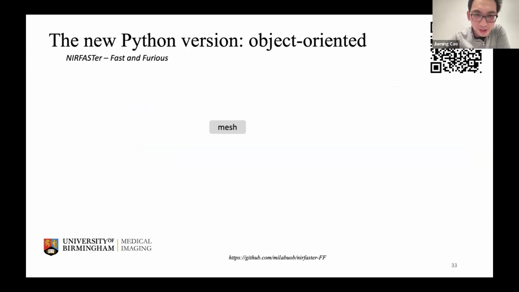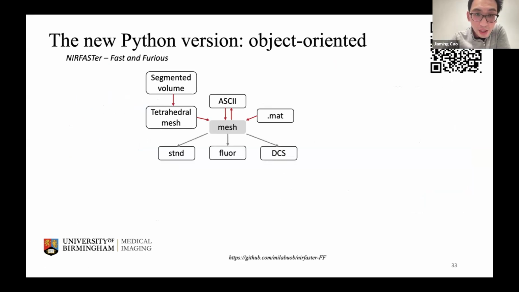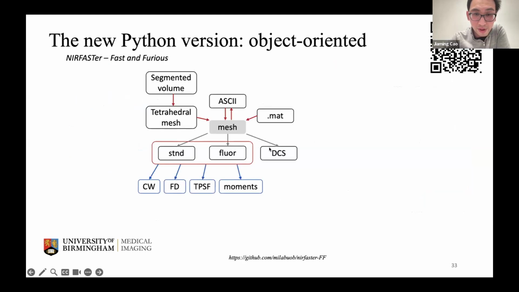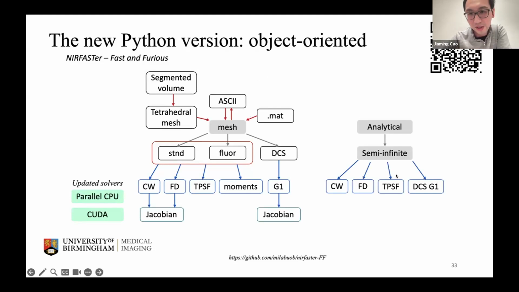So the main object would be a mesh that can be loaded through different sources, where the ASCII is really the classical NIRFAST format that we use now in the MATLAB version. And we're supporting 3 different mesh types, and within each type we can generate these data and Jacobian as well. And we're using updated solvers that are even faster than what it currently is in the MATLAB version, and we also provide the analytical solutions in semi-infinite space. These are exactly the same functions as the MATLAB version, but ported to Python. So here's what it supports, and here's the link if you haven't figured out.